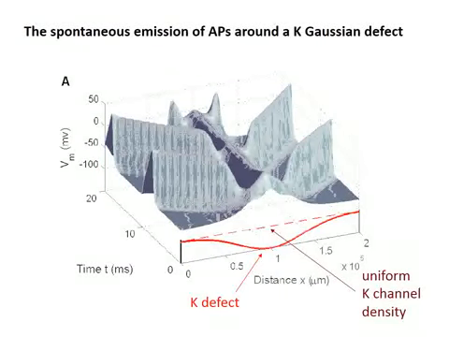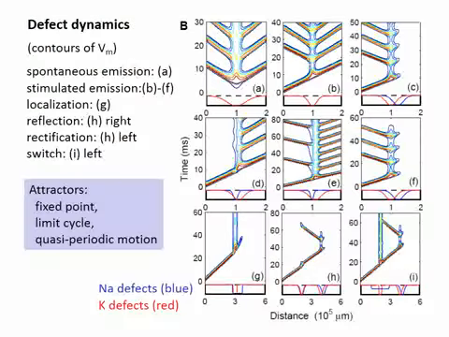This figure demonstrates the spatial-temporal plot of the transmembrane voltage on the neuron around a potassium defect, as plotted by the solid red curve. The contour of this voltage is depicted in panel A, which shows that the defect is a spontaneous signal generator. The defects in panels B to F are stimulated signal generators.